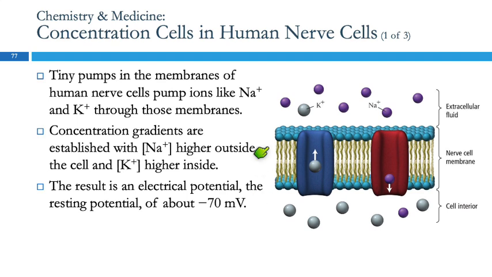So here we have an illustration of a cell membrane. And there are these pumps that can move potassium ions and sodium ions from one side of the membrane to the other. They can't just go through the membrane themselves. So there are concentration gradients. On the outside of the cell, in the extracellular fluid, the sodium ion concentration is higher, and on the inside, the potassium ion concentration is higher. And this results in an electrical potential across the membrane of about negative 70 millivolts, so 0.07 volts.